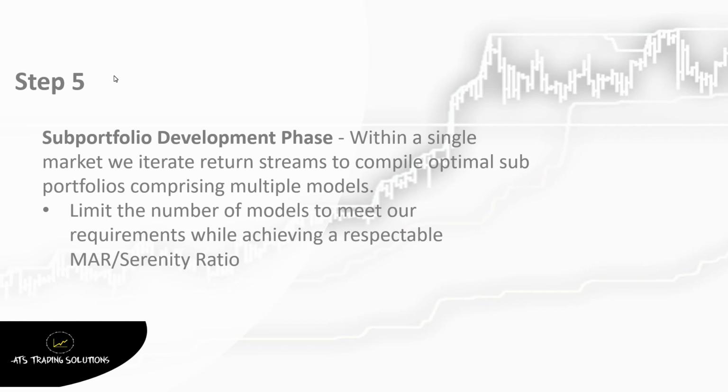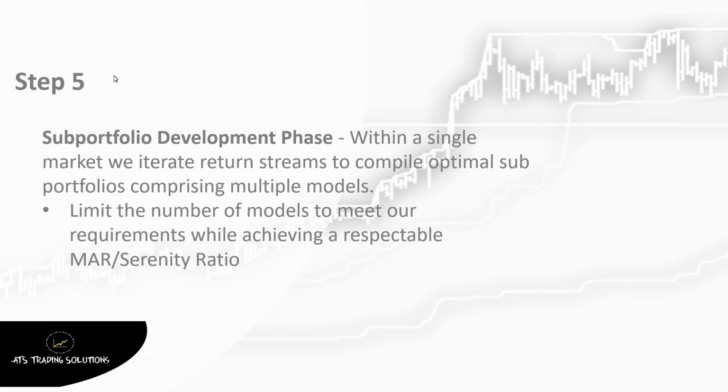So we might have, as an example, 10 models that we ultimately select as our chosen system diversification for a single market, and within that we might have a number of breakout models and a number of various other trend following models that, when we iterate their return streams, produce the optimal MAR ratio or serenity ratio from the process. And this iteration process works over a vast array of different combinations.